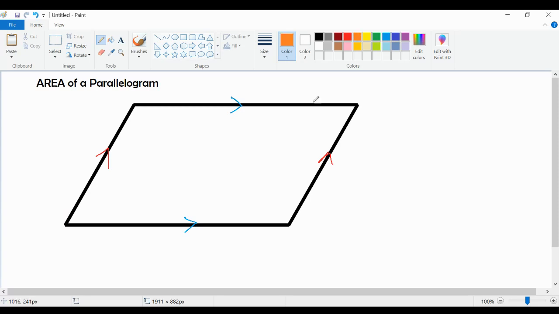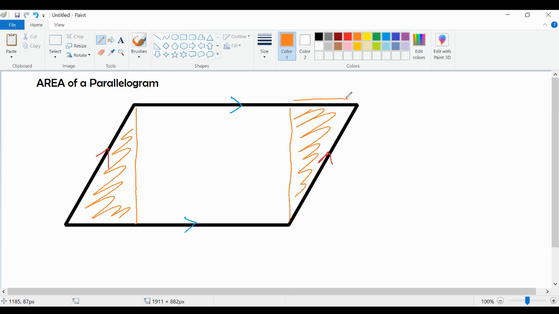Now, if we take a vertical line from the bottom straight up, and we do the same at the other end, well, this one here is the same as this one here, because if you take this length across the top here, because of the slope, it will be the same as that one there. And they both have the same height.